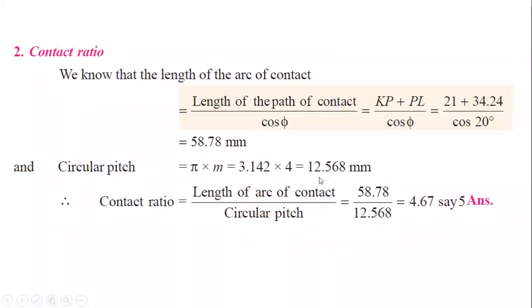Here the circular pitch is 12.568 millimeter. Apply these both values in this formula for contact ratio. We get the value of contact ratio as 4.67, say 5. So 5 teeth are in contact at a position. Okay, this is a simple problem, and let's go to the second problem.